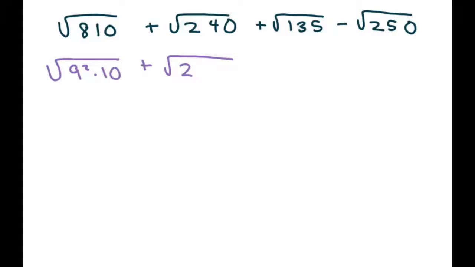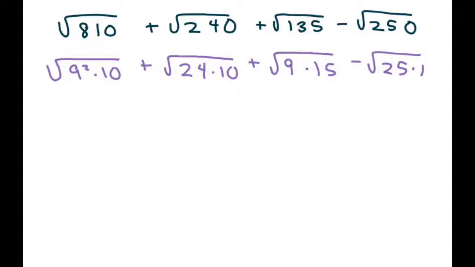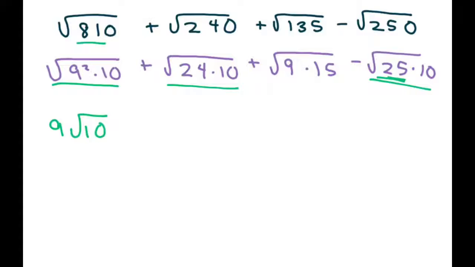This one you have 24 times 10. This one's going to be 9 times 15. And this one's going to be 25 times 10. So for these, the one we still have to work on is this one. This one's just going to be the square root of 81, which is 9, so you can pull that out: 9 square root of 10. This one, the square root of 25 is just 5, so that's minus 5 square root of 10.